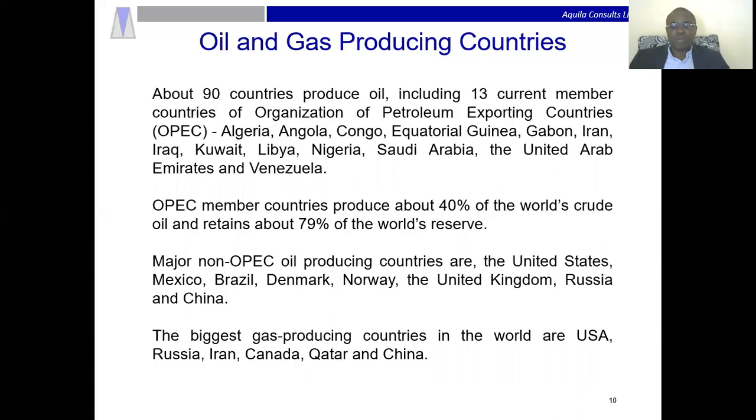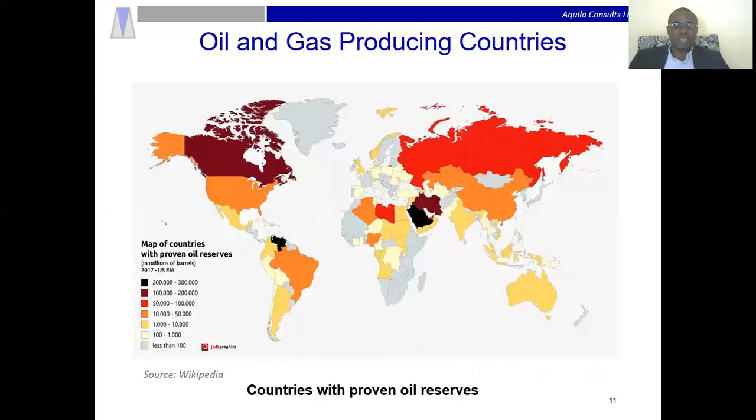These OPEC countries include Algeria, Angola, Congo, Equatorial Guinea, Gabon, Iran, Iraq, Kuwait, Libya, Nigeria, Saudi Arabia, the United Arab Emirates, and Venezuela. While we also have some non-OPEC countries which also produce a lot of oil. So they are among the major producers. These include United States, Mexico, Brazil, Denmark, Norway, the United Kingdom, Russia, and China. So these are some of the biggest oil producers in the world. In terms of gas, the biggest producers include USA, Russia, Iran, Canada, Qatar, and China.